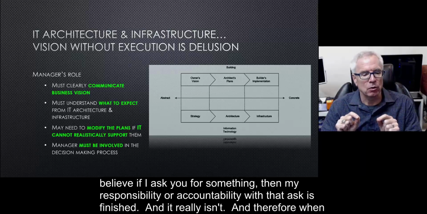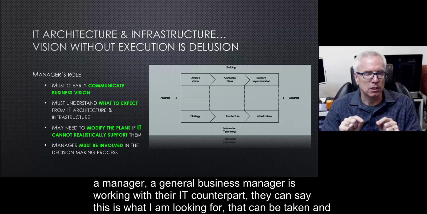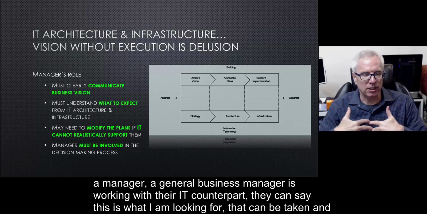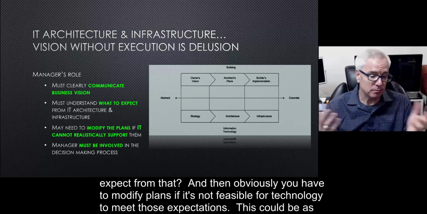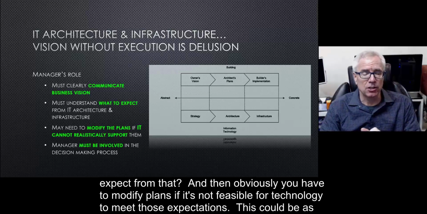And therefore, when a general business manager is working with their IT counterpart, they can say, this is what I am looking for. That can be taken and understood and played back by the IT leader, but it's the business person that must understand, well, what are the implications of that? What can I expect from that? And then obviously, you have to modify plans if it's not feasible for technology to meet those expectations.